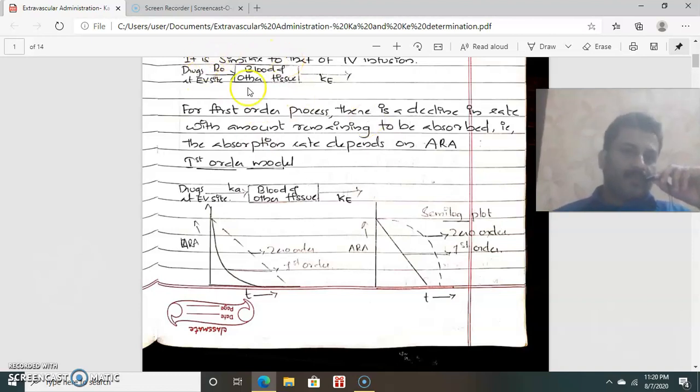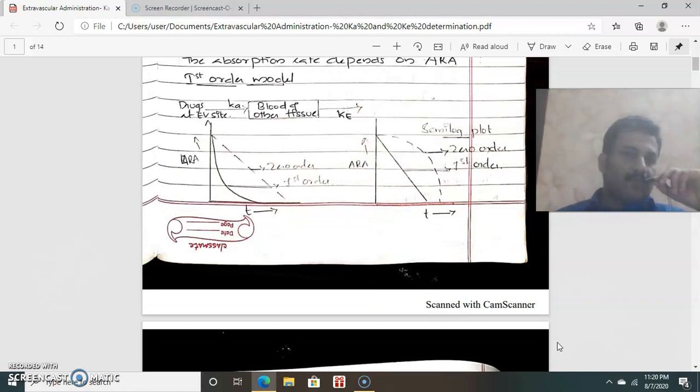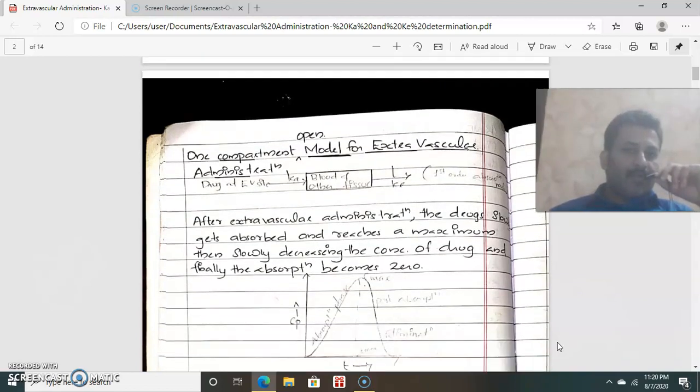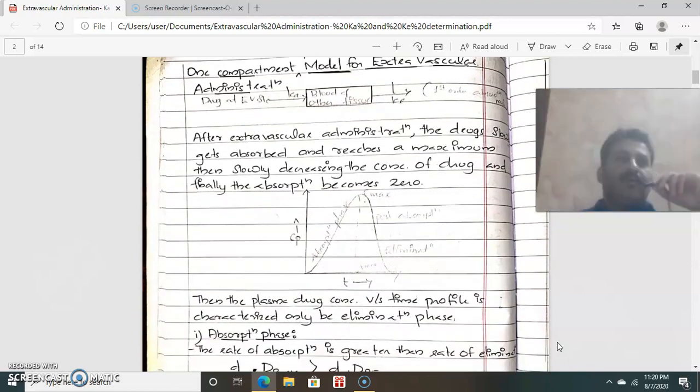So zero order absorption is similar to infusion. The first order is after extravascular administration of the drug. Now we will be concentrating more on the one compartment model for extravascular administration, that is also called the first order absorption model. The question may come, explain and derive the first order absorption model. Then you have to write the one compartment model for extravascular administration. Or sometimes you will get, explain the zero order absorption model. Then you draw the model. If the parameters are required, you can just explain as in infusion. Same thing.